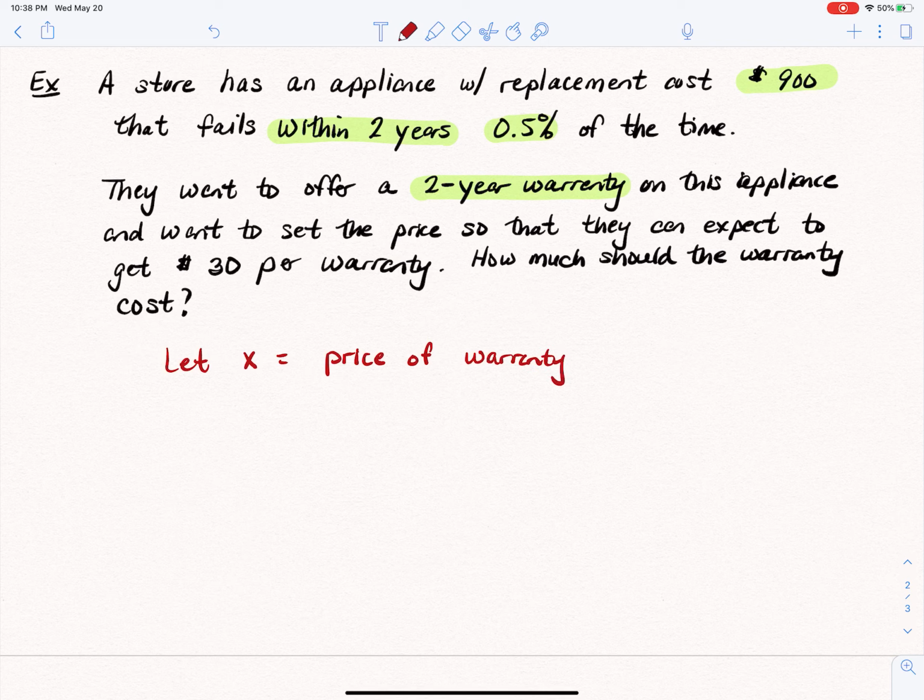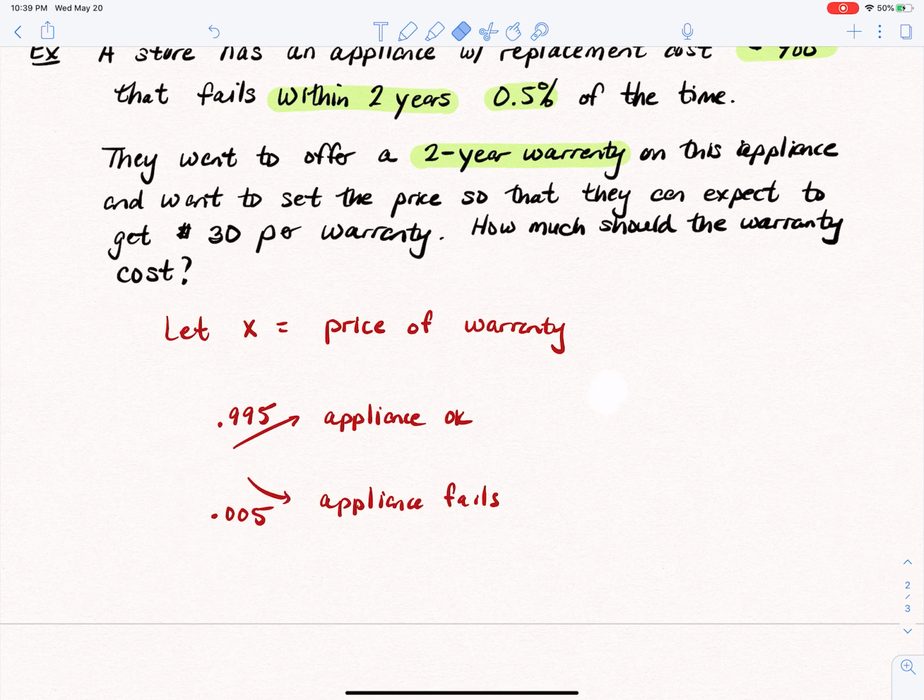So we still have two outcomes. The appliance is okay, and the appliance fails. Now we know that the appliance fails 0.5% of the time, so that's 0.005. And we know the appliance is okay 99.5% of the time, or 0.995. So what are the outcomes when each of these happens?